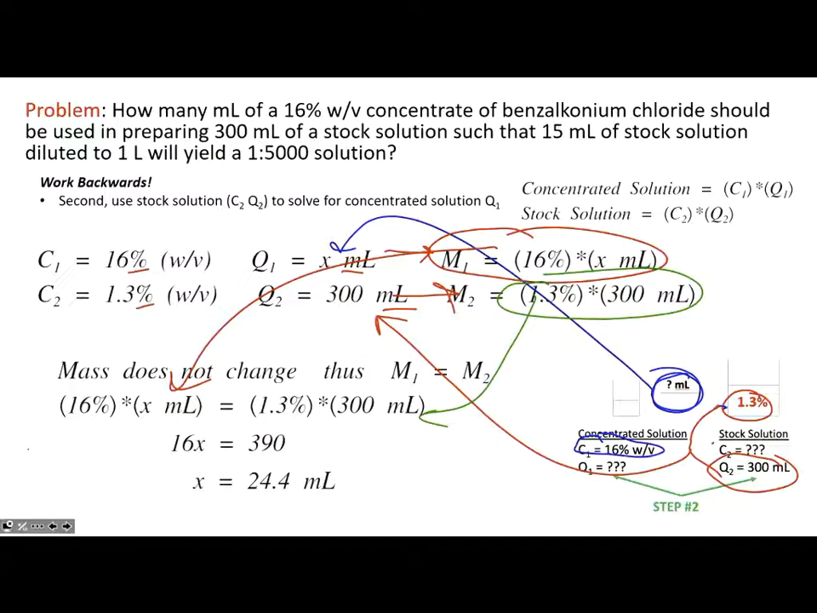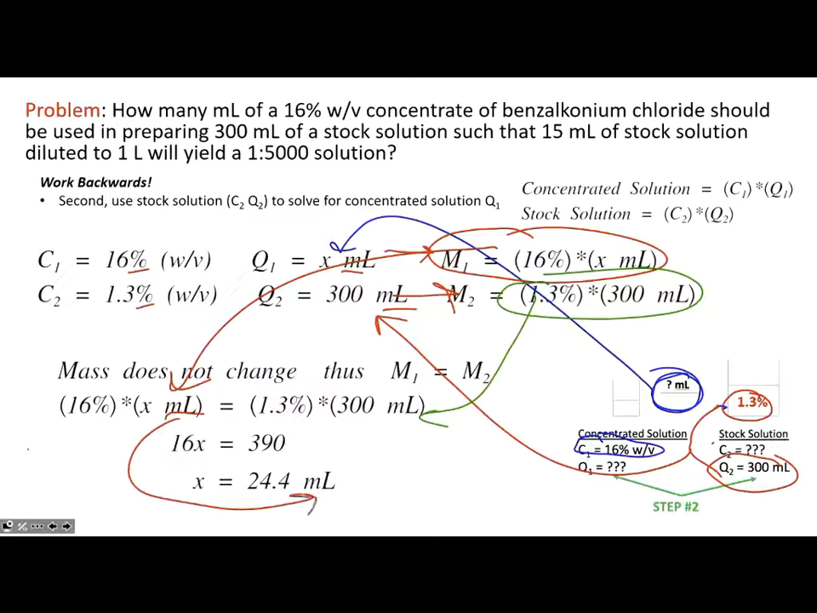Okay? So, units check. So 16X is going to equal 1.3 times 300. 1.3 times 300 is 390. So what is 390 divided by 16? X would equal 24.4, and the units for X were milliliters.